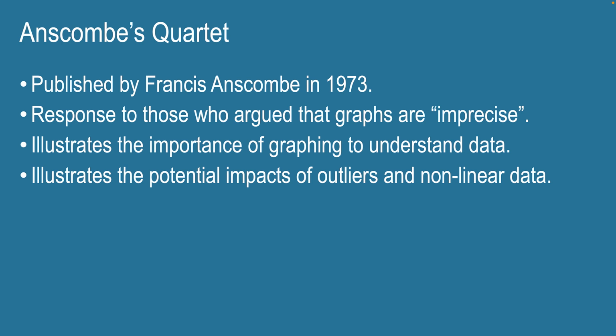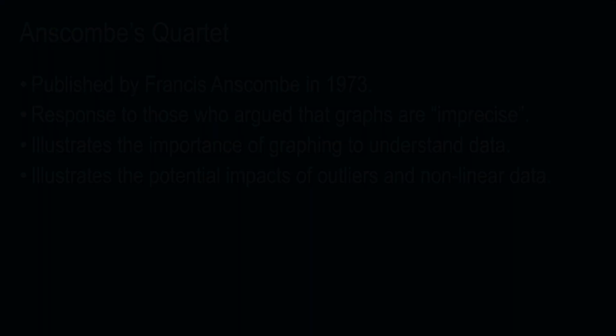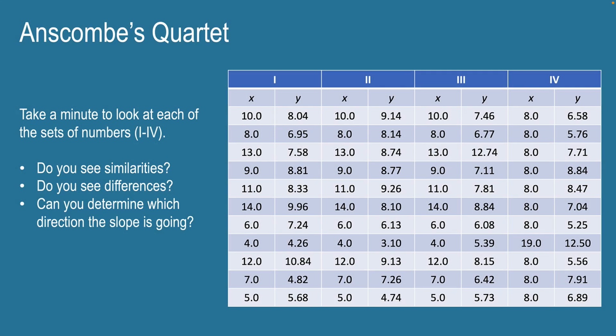His example illustrates the importance of graphing in helping humans understand trends in their data, as well as the potential impacts of data with different types of anomalies, such as outliers. So take a look at this table. It has 4 different series of XY coordinates.